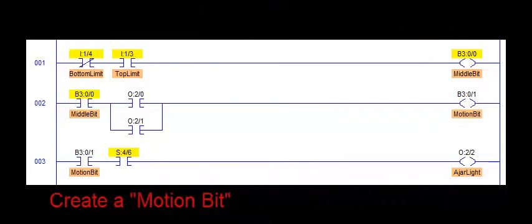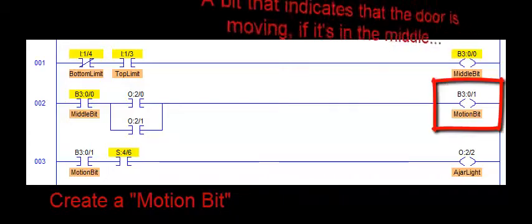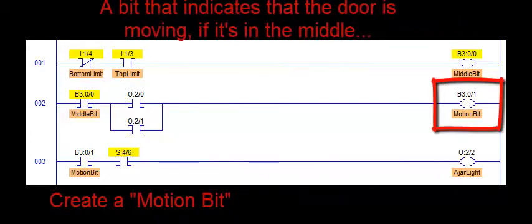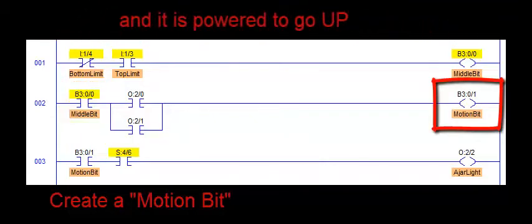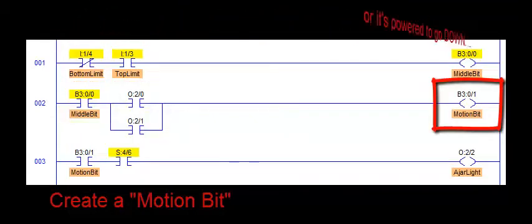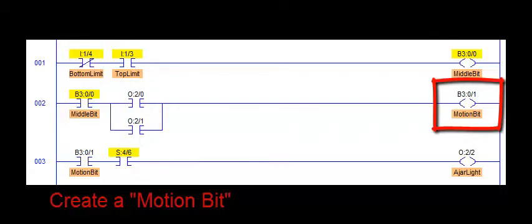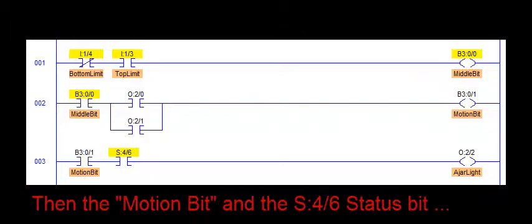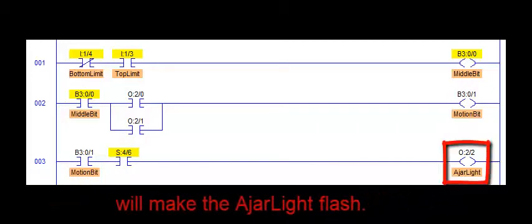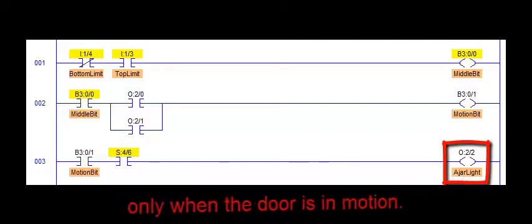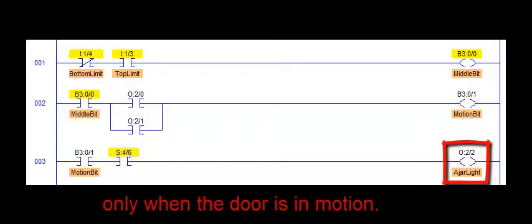Create a motion bit, a bit that indicates that the door is moving if it's in the middle and it's powered to go up or it's powered to go down. Then the motion bit and the S46 status bit will make the Ajar light flash only when the door is in motion.